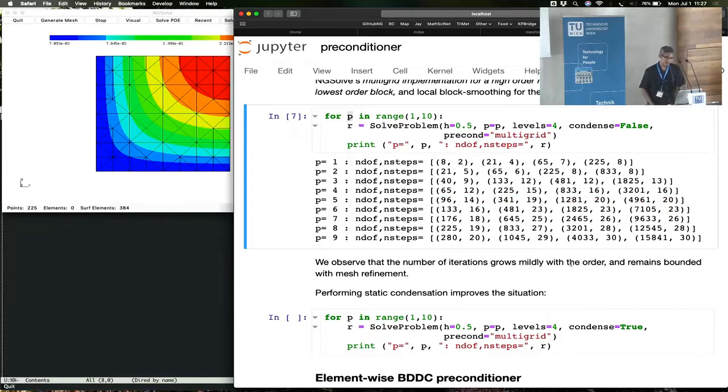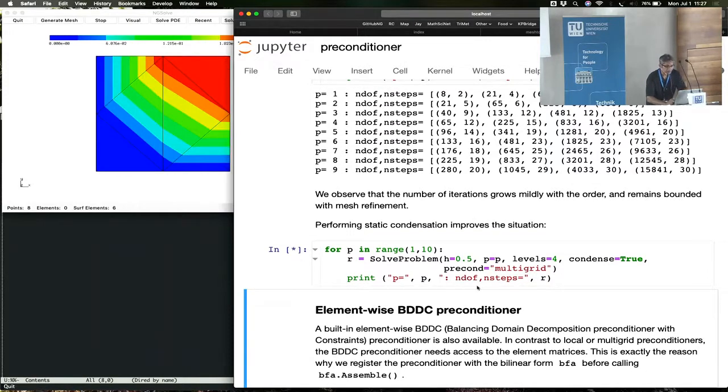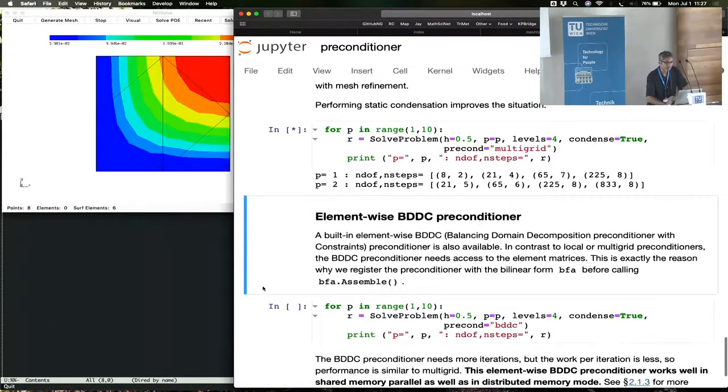You can almost eliminate this increase by doing static condensation, which we already discussed before. You just say condense equals true in your bilinear form. This flag gets passed originally in our function, and then gets passed down to the bilinear form. You can have an idea of what happens when you turn on condense equals true.